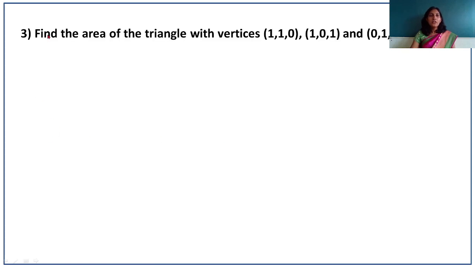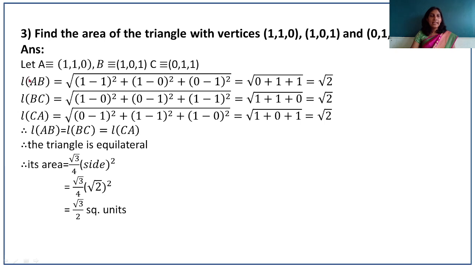Then find the area of a triangle with vertices (1, 1, 0), (1, 0, 1) and (0, 1, 1). Let A be the first coordinate, B the second coordinate, and C the third coordinate. We have to find the area of the triangle. For that, we find the lengths of the sides. So length of AB, by distance formula, is root of (x1 minus x2) square plus (y1 minus y2) square plus (z1 minus z2) square. It is root of 0 plus 1 plus 1, which is equal to root 2.